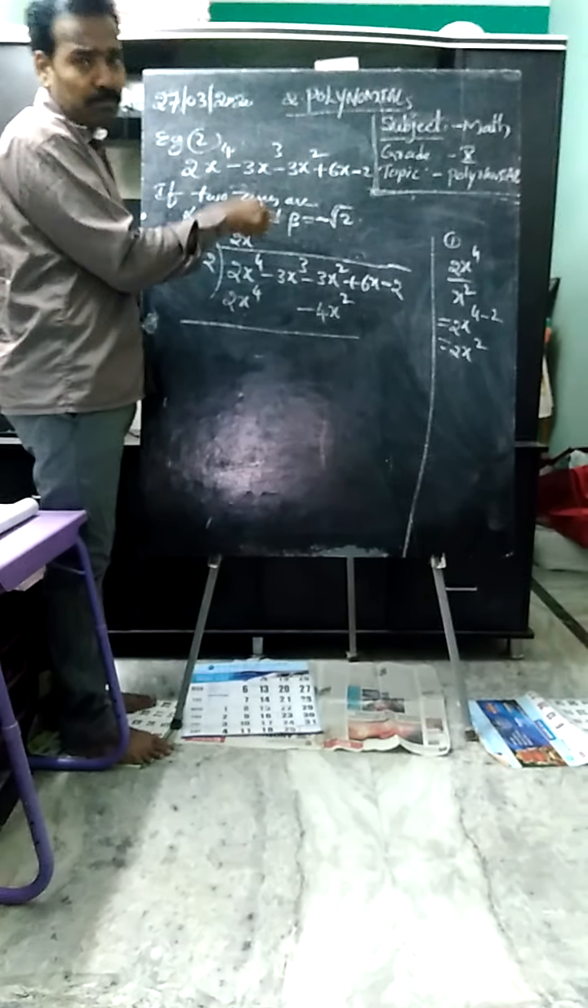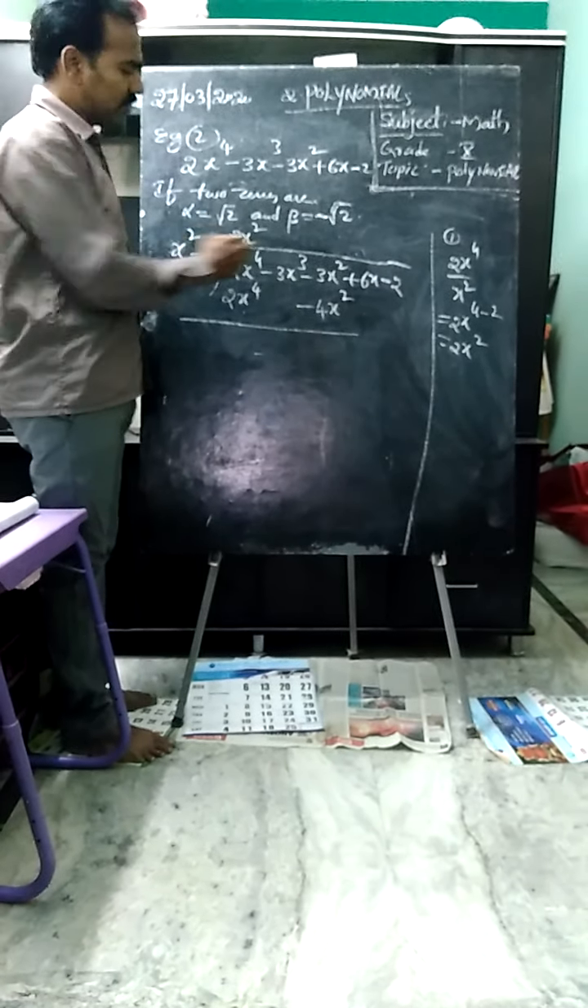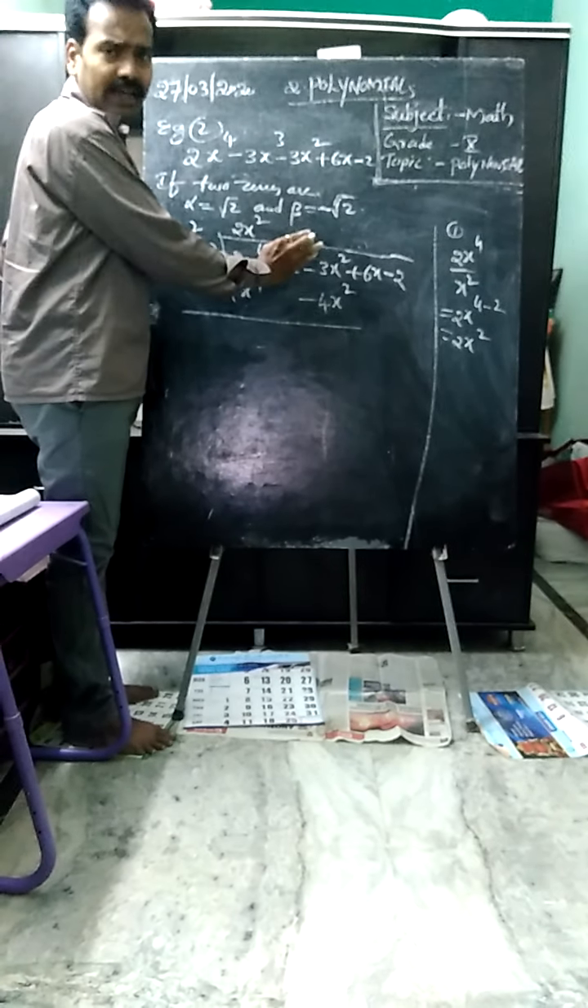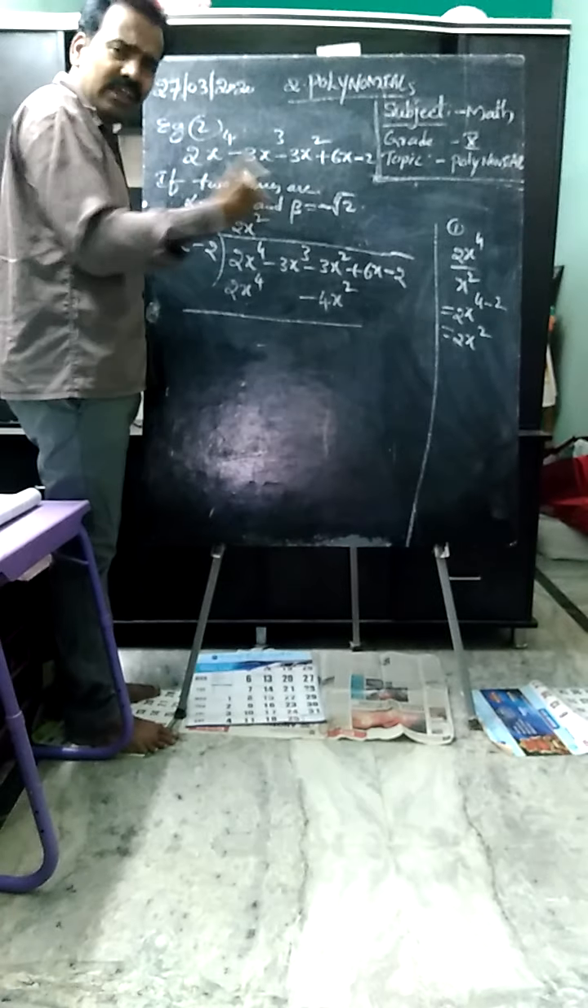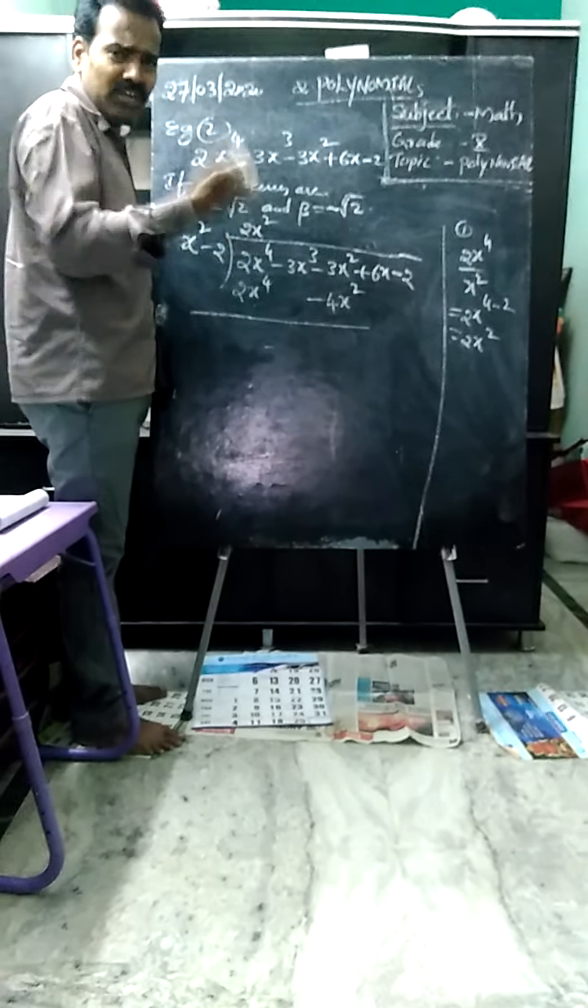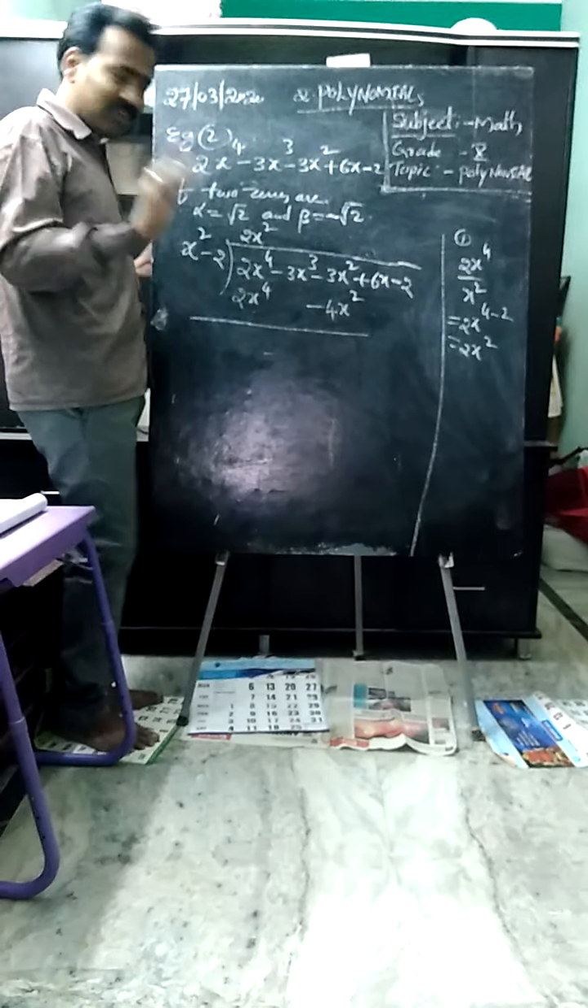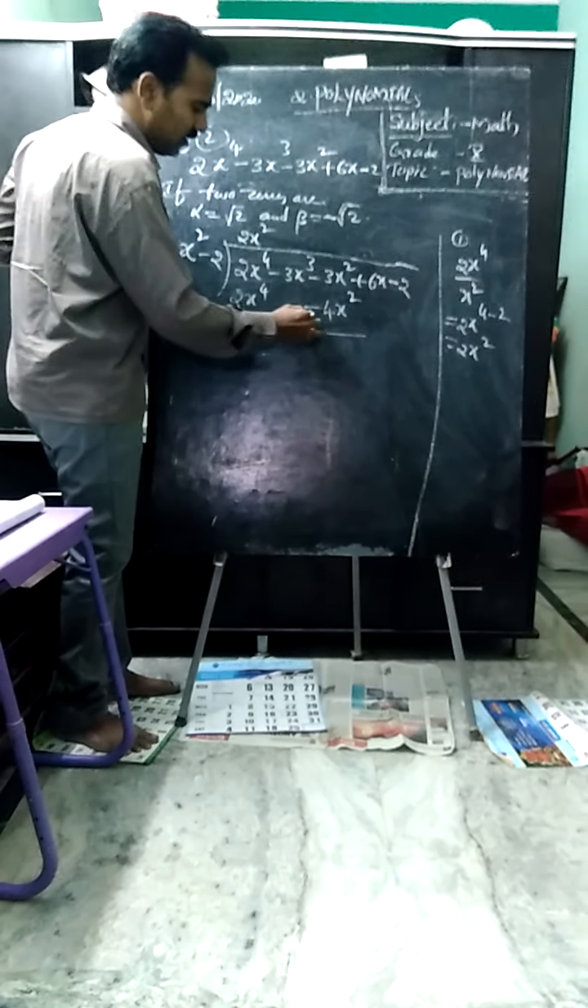If a term is missing, let me take 0. Suppose your x cube term is not there, we will take 0. You learned this in the previous class; I am just recapitulating, reminding you. Again, now what is the next step? Very next step: change the signs.